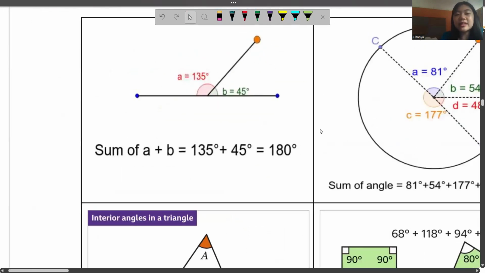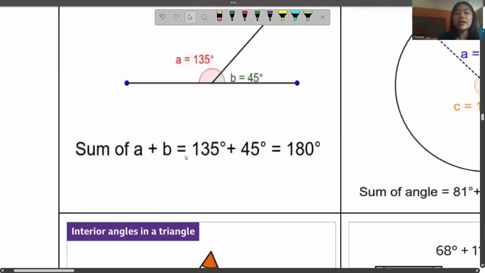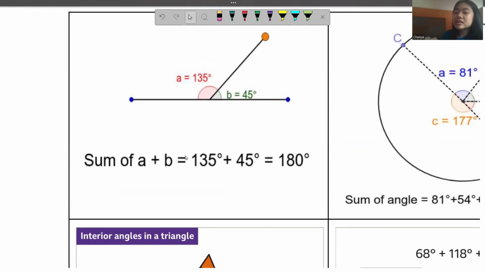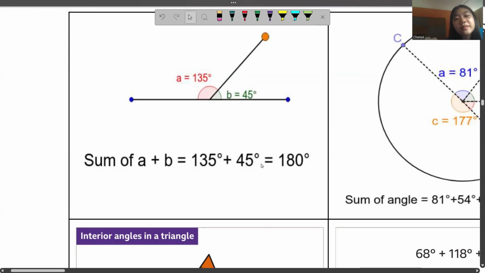So looking at this diagram here, this diagram that has angle A and angle B. So you see the sum of A and B is 180. So what types of angles would these two angles be in relation to each other? Pause the video and think about it, and then I'll give you the answer. If you're ready for the answer, then they are supplementary angles because they add up to 180 degrees.